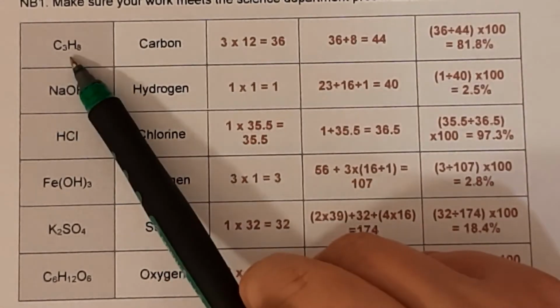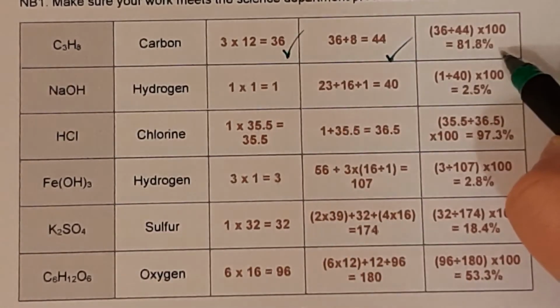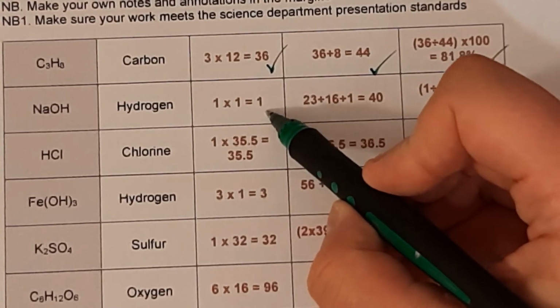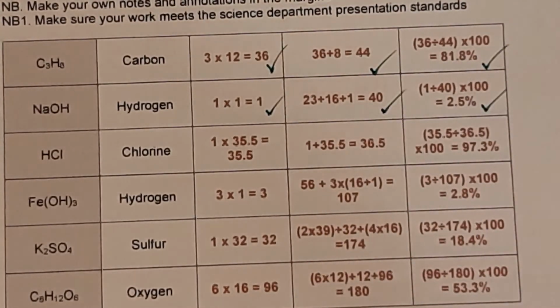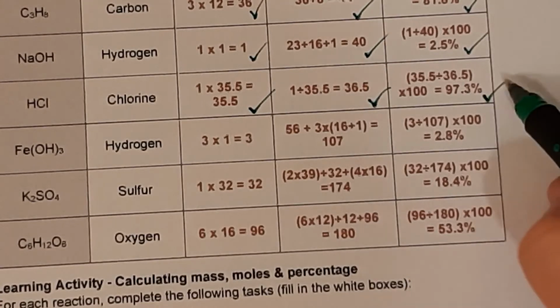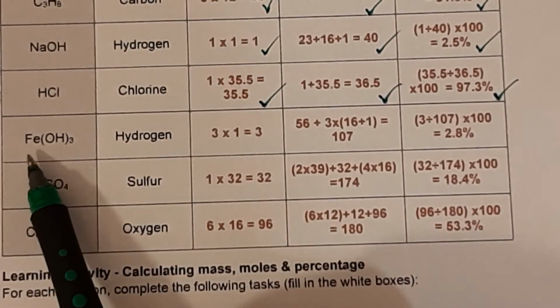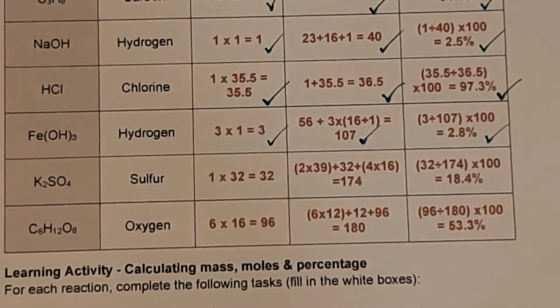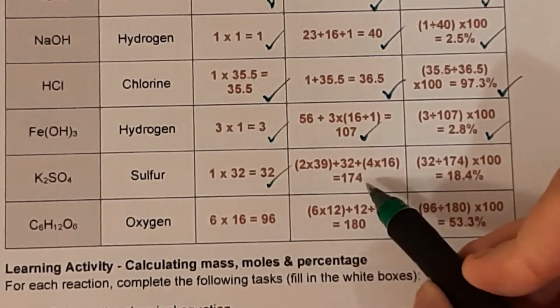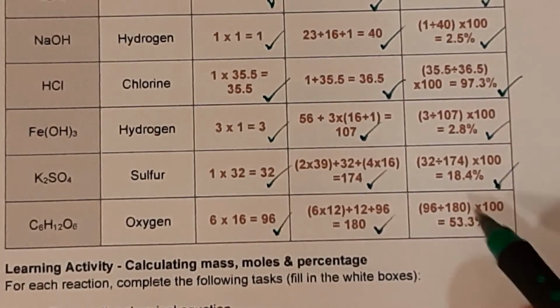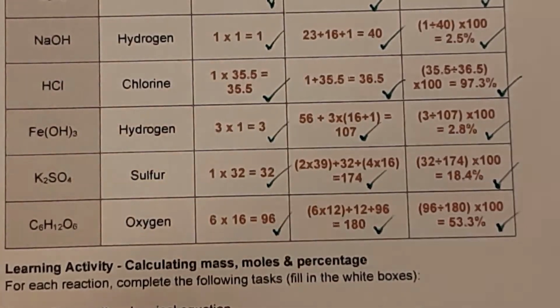So the carbon in C3H8 was 36, 44 and 81.8%. Hydrogen in NaOH, sodium hydroxide, was 1, then 40, then 2.5%. The chlorine in hydrochloric acid, 35.5, 36.5 and 97.3%. The hydrogen in iron hydroxide, Fe(OH)3, was 3, 107 and 2.8%. The sulfur in potassium sulfate is 32, 174 and 18.4%. The oxygen in C6H12O6 was 96, 180 and 53.3%.